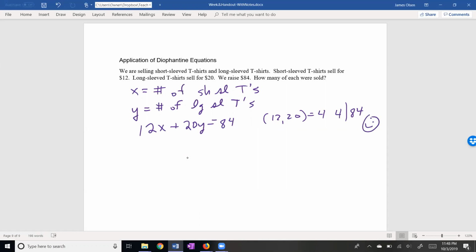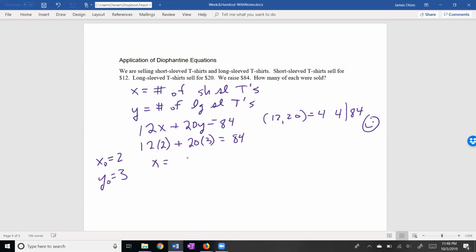So we need to get a specific solution, and then we need to force the positives. So we might use the Euclidean algorithm or some other means. Let's see here. If I turn this into 24 and I turn that into 60, I think that would take care of it. 12 times 2 is 24, and 20 times 3 is 60. So that is going to work. So x naught is 2 and y naught is 3.